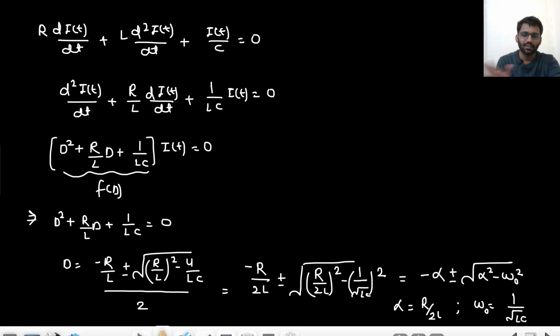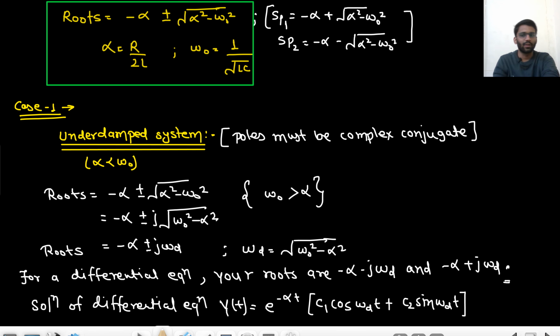So in series RLC, we solve the equation. We got to know these are our roots: minus alpha plus minus root of alpha square minus omega naught square. Okay, this is our root that you need to remember. You also need to remember the values of alpha and omega naught for series RLC: alpha is R by 2L and omega naught is 1 by root LC. Okay, only this thing you need to remember, nothing else.